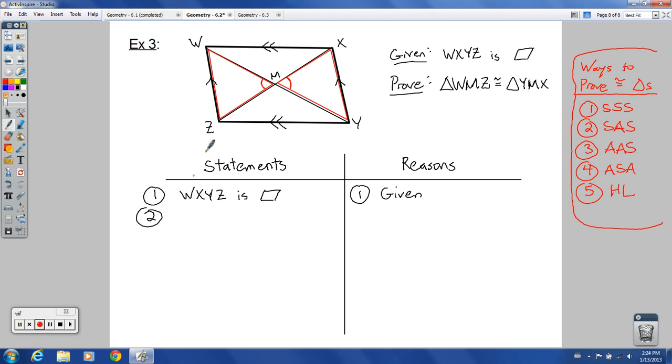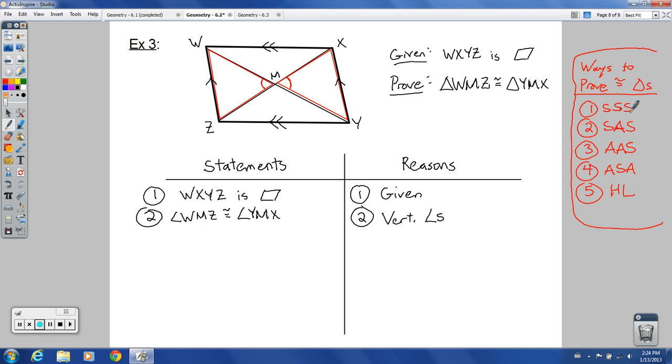We'd have to use 3 letters for this. We could say WMZ. If you connect the letters in that order, that's that angle. Angle WMZ is congruent to, so W, M, and Z would be matching up with Y, M, and X in the other triangle. Why would this be true? Those were vertical angles. So this would be our reason, vertical angles over here. So we've got one of the 3 parts.